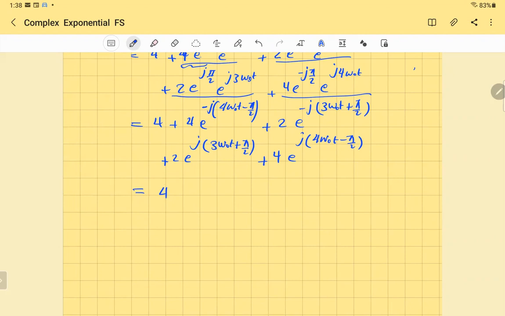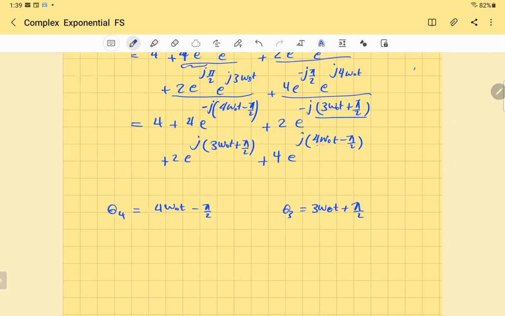Like what? That's minus j4 omega naught t minus pi over 2. And here you have 4 omega naught t minus pi over 2, the same angle. But one is positive, one is negative. So, I like the way things look, so I will say 4 omega naught t minus pi over 2, I will call it theta 4. And look at this one, 3 omega naught t plus pi over 2. I will call it theta 3.